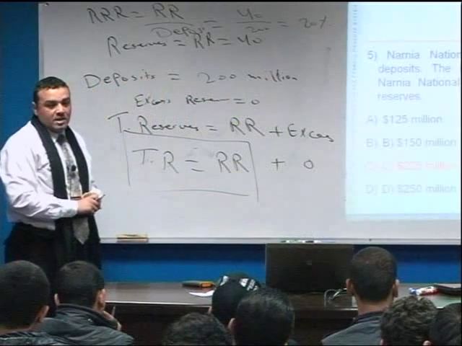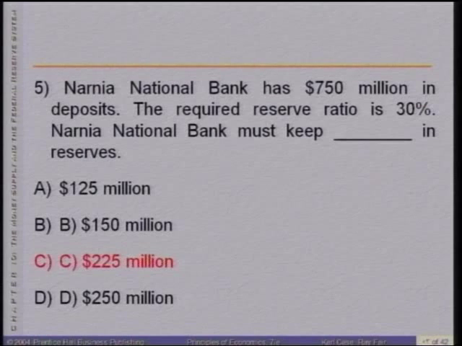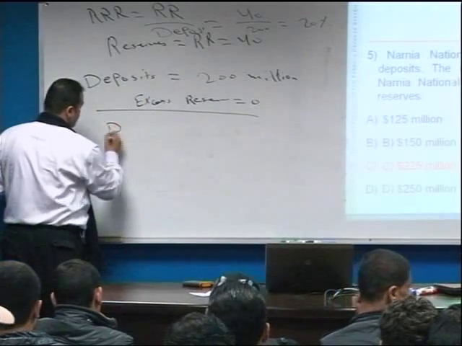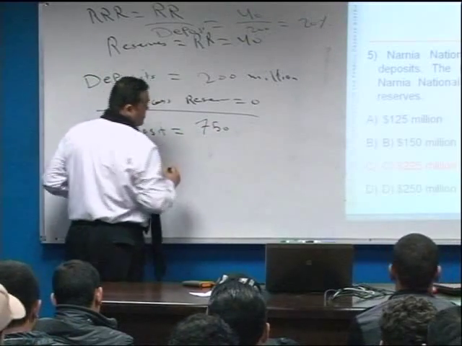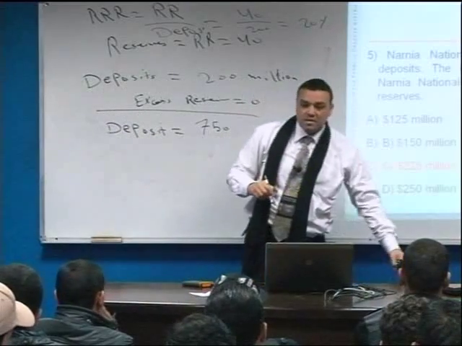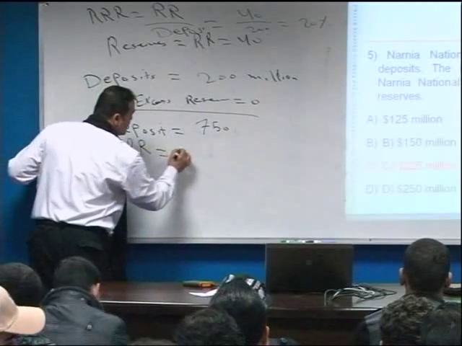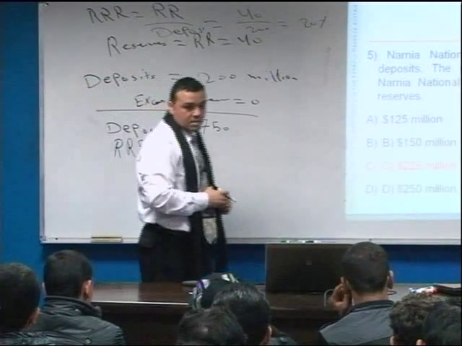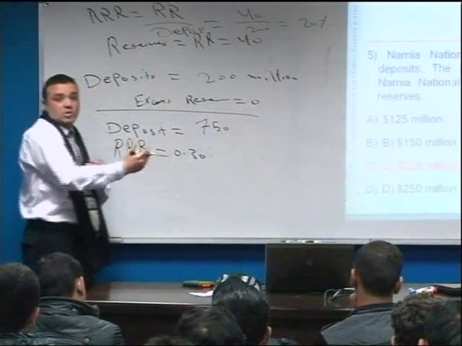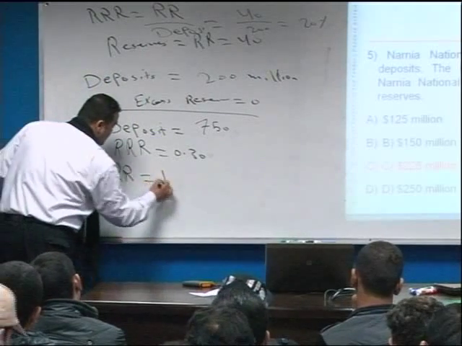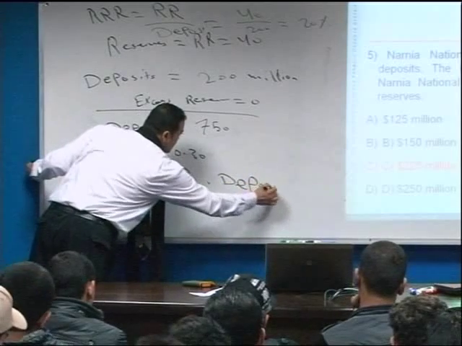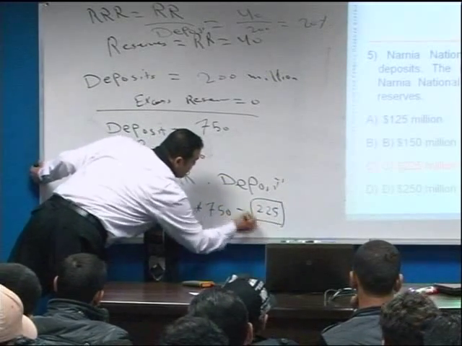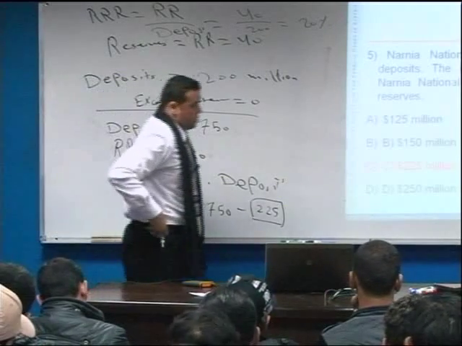Let's go to this example. Narnia National Bank has $750 million in deposits. So the deposit equals how much? $750 million. The required reserve ratio equals 30%. The Narnia National Bank must keep how much in reserves? That is, how much are the required reserves? How much must they hold at the central bank? So the required reserve equals RRR times deposits. How much is this? 0.30 times 750 equals $225 million. This is the required reserves, right?